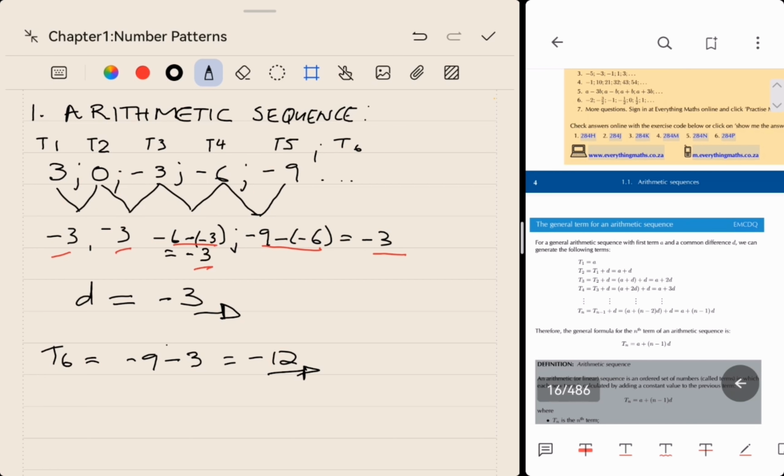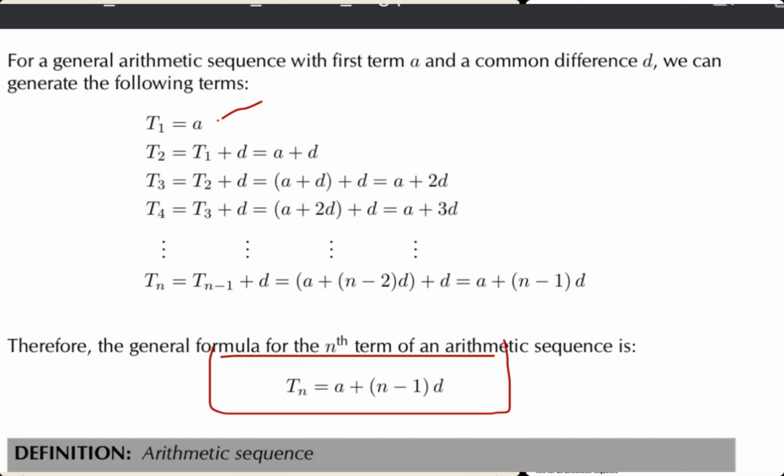How is the general term derived? We know that T1 is our first term and we call it A. And then to get the second term, you took that term, T1, and then you added the difference, which gave you term 1 plus the difference. To get T3, you take T2, and then you add the difference, and so on and so on. This is the derivation of how it's done, but the ultimate goal is for you to know this formula.